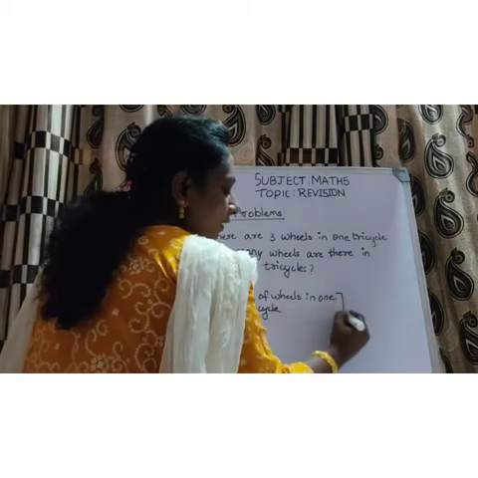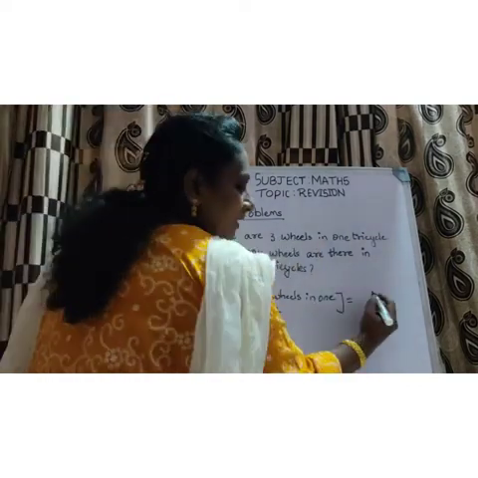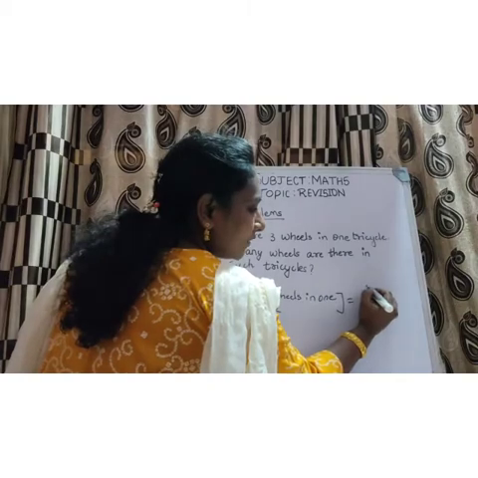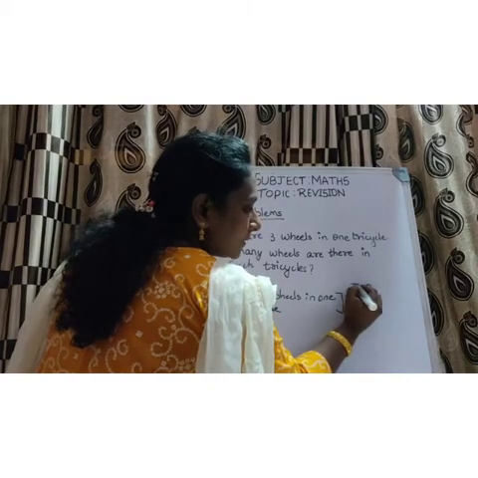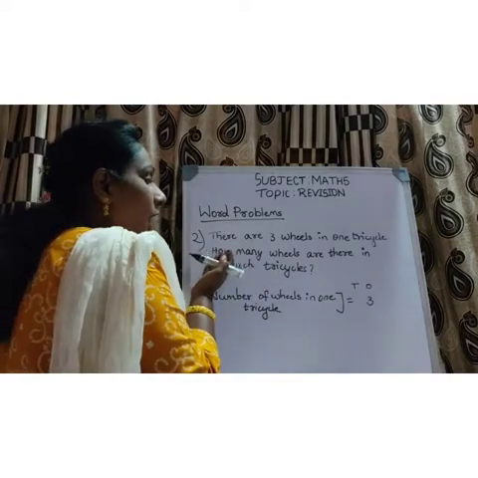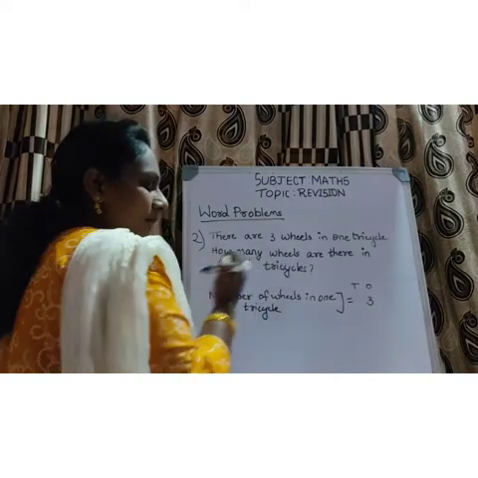So in one tricycle, how many wheels are there? There are 3 wheels. So write here 3 and write it straight to this place value in the first line. Ones, tens. Okay. So next sentence. How many wheels are there in 6 such tricycles?